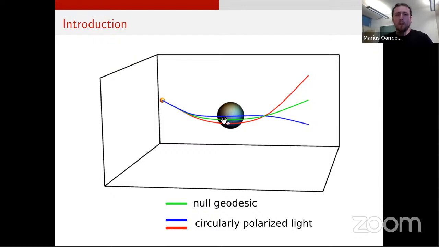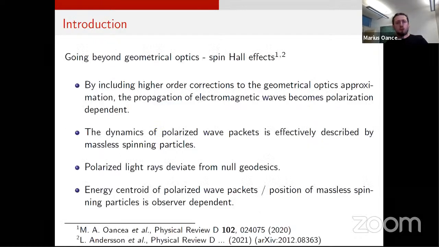Let me go on. Another important point that I want to emphasize is that the energy centroid of polarized wave packets, or in our effective description, the position of massless spinning particles, is observer dependent. This effect comes into our equations of motion and plays a very important role.